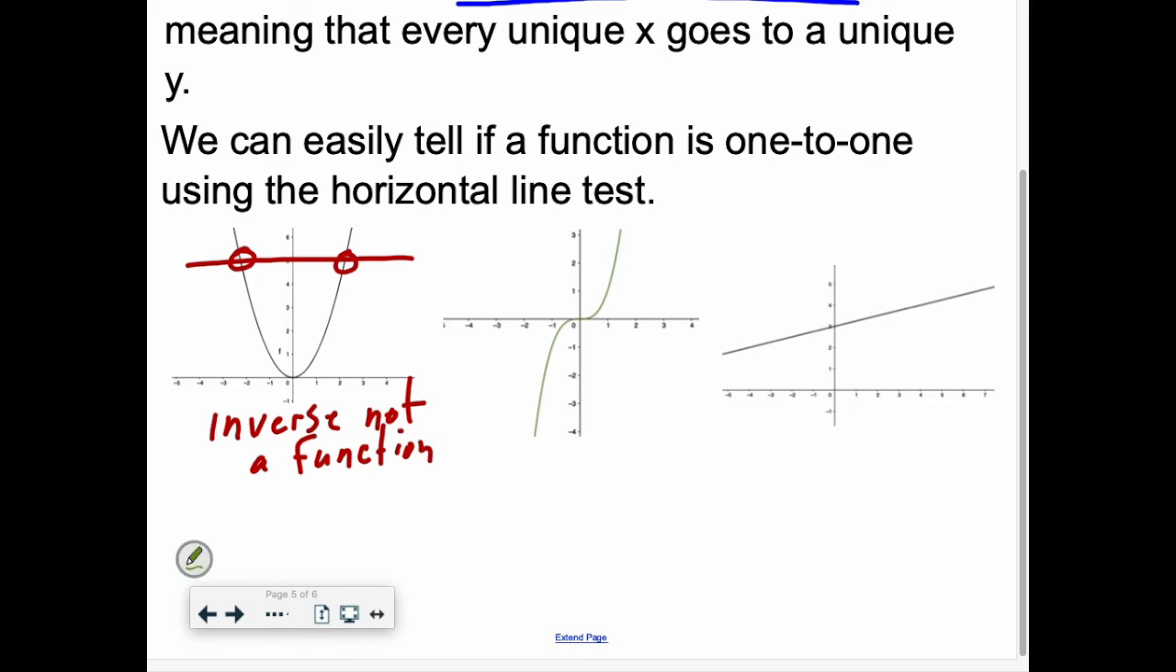Let's do this here. I have a vertical line. No matter where I pass it, it's not going to hit it twice. You might think, wait a second, Mr. Gallagher, it's going to hit twice here. It won't hit twice there, it just looks really, really close. So that means the inverse is a function.